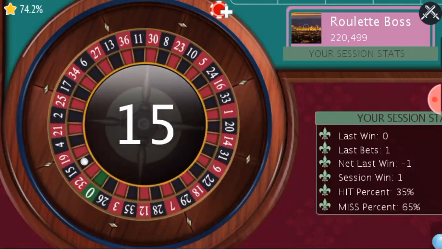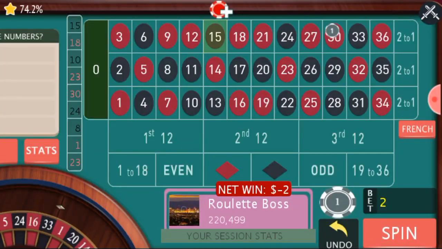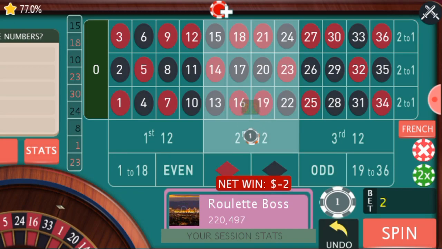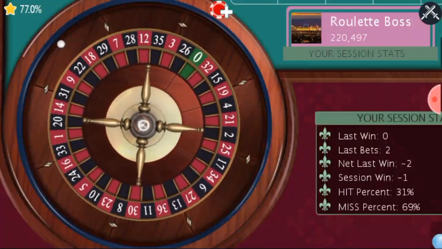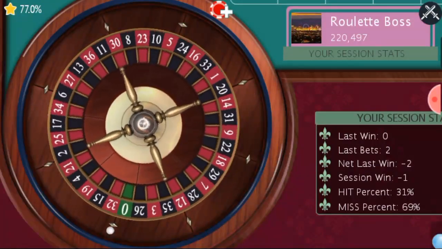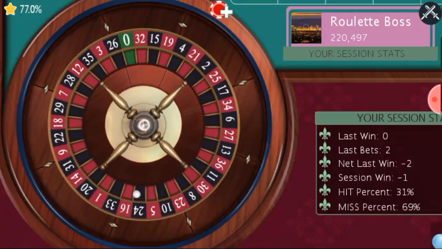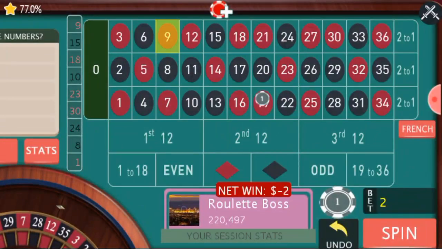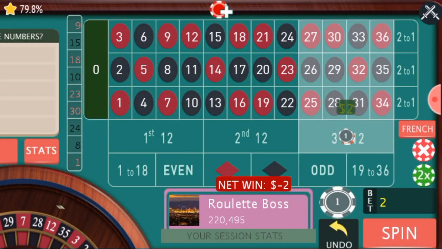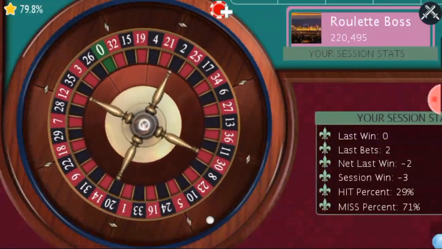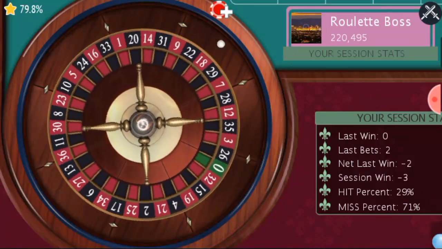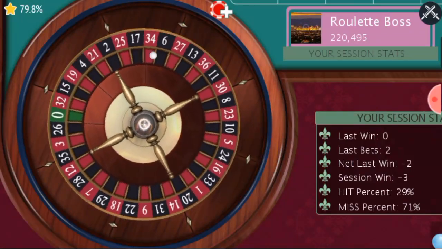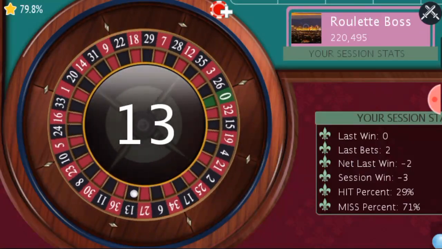We lose on spin number 1. Spin number 2. Lose on spin number 2. Spin number 3. So we lose on spin number 3.